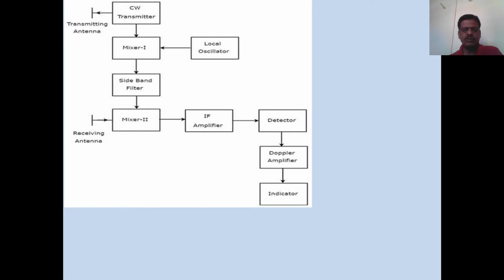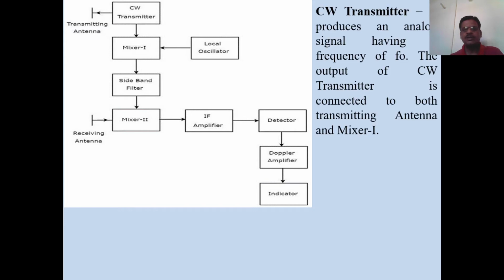For the stationary object or stationary target, we are using the pulse radar system. Okay, and this is not pulse radar or the pulse wave transmitter. This is the continuous wave transmitter which is used in such types of radar for detecting the moving target.